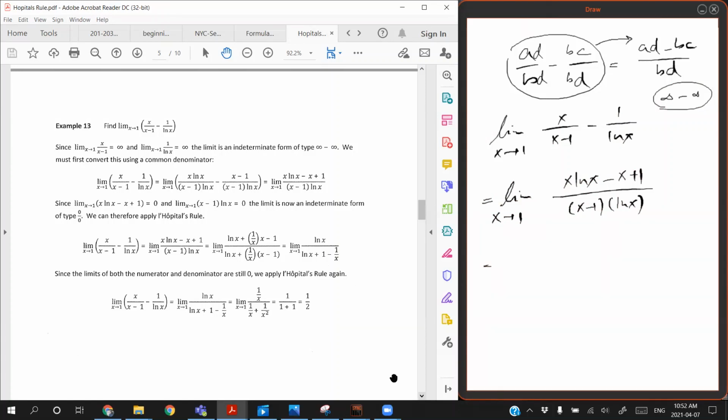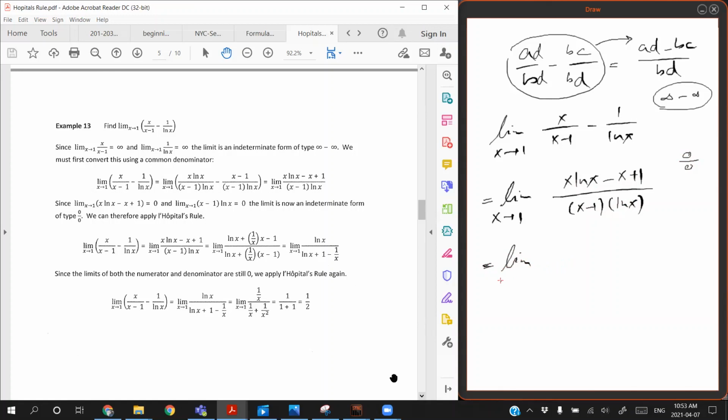So now let's see what happens if I plug in 1. If I plug in 1, I get 0 minus 1 plus 1. I get 0 on top. And I get 0 times 0 at the bottom. So notice that ln of 1 is 0. I get 0 over 0. So now I can use L'Hopital's rule.